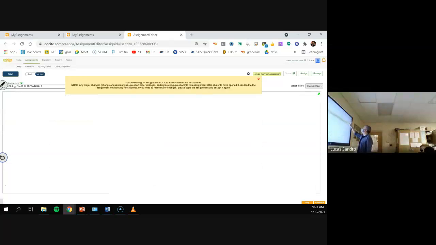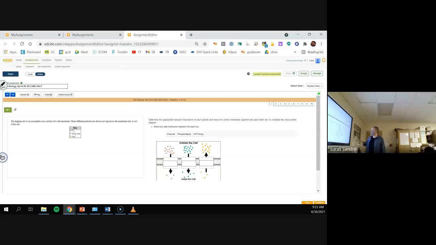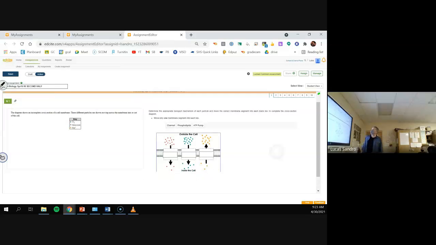All right. We're going to skip 3 and 8 on this. Let's see why these were so hard. Ooh, this one. Diagram shows an incomplete cross-section of a cell membrane. You should recognize the phospholipids. 3 different particles across the membrane. This is basically like deeper problem stuff.